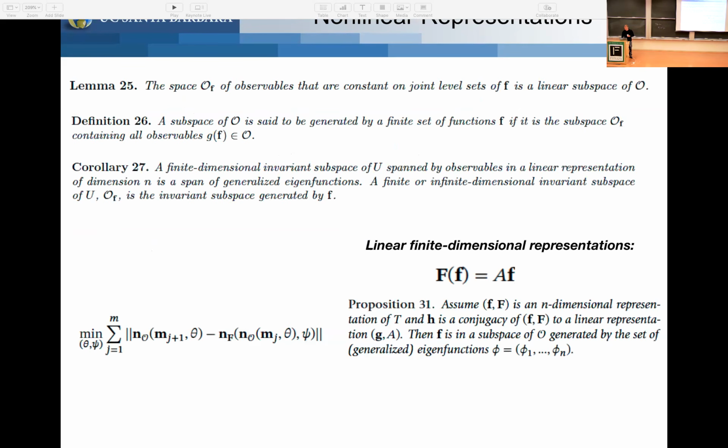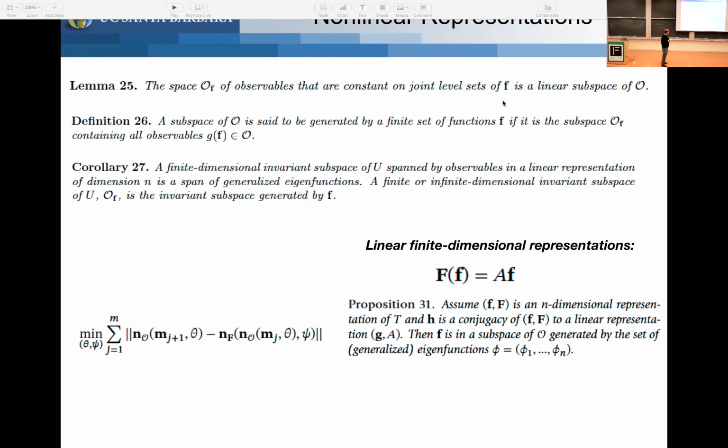I thought I ordered this correctly, but now let's talk briefly about the space of observables that are constant on joint level sets of f. Remember, the level sets of eigenfunctions give you invariant partitions. So let's consider all the functions that are constant on joint level sets of this set of functions f. And then we're going to say that the subspace of the space of observables is generated by a finite set of functions if it's the subspace that contains all the observables that depend on f. So let's say you have x as an observable, x squared, x cubed, x fourth, all of that would be in that space. And that's an infinite dimensional space.